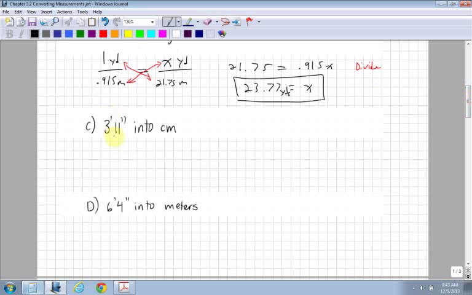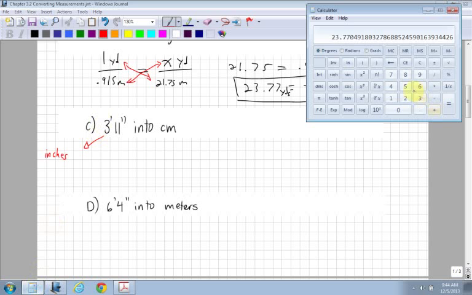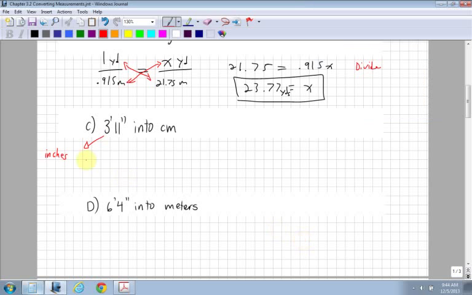Here I have 3 foot 11 inches. That means feet, and that means inches, into centimeters. First thing you want to do is convert completely to either feet or inches. Let's do inches. Let's convert everything to inches. So how many inches are in a foot? Well, we know there's 12, right? So in 3 feet times 12, you'd have 36 inches. And then plus I have 11 inches there. So that leaves me with 47 inches total.